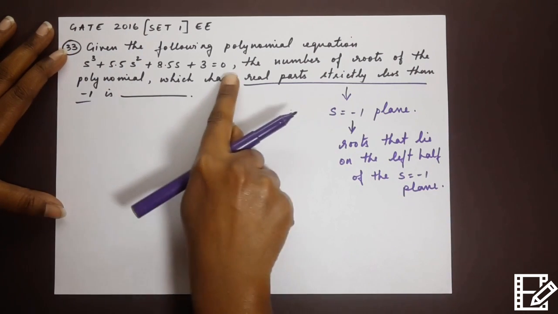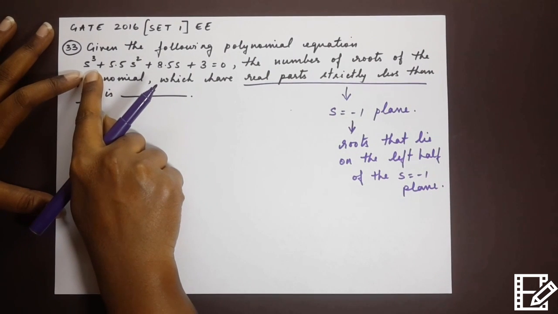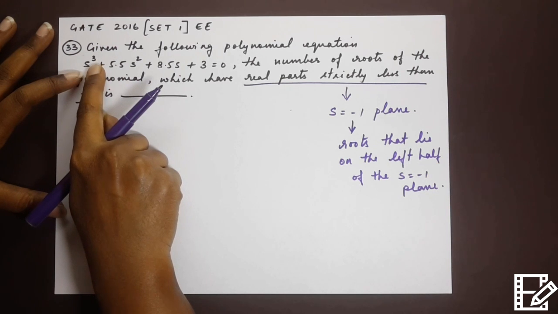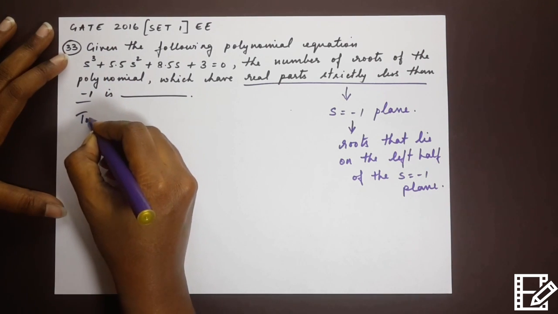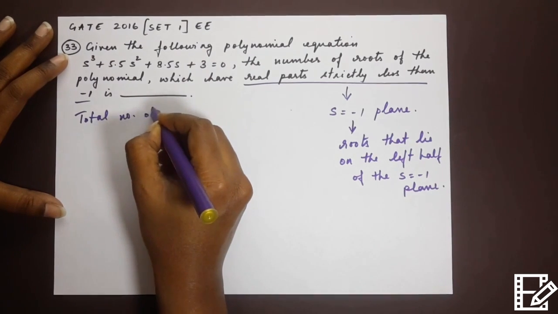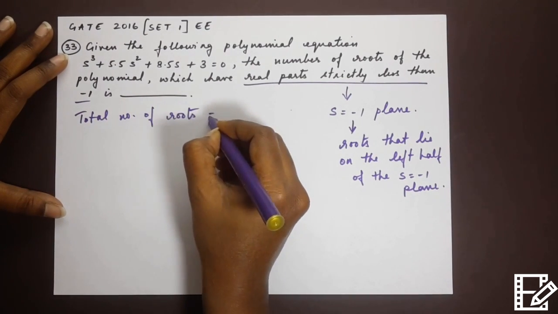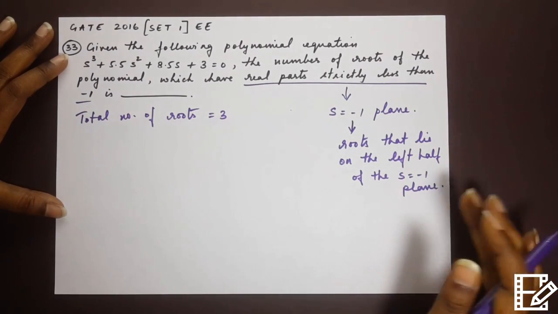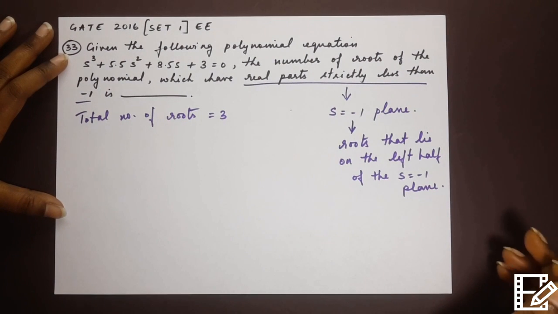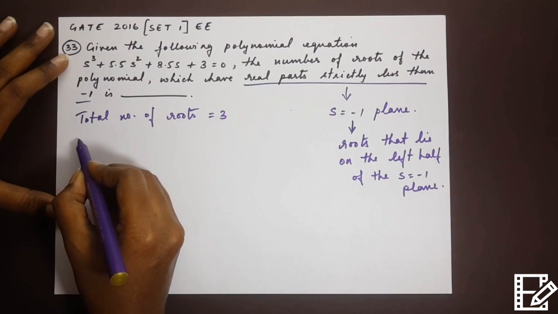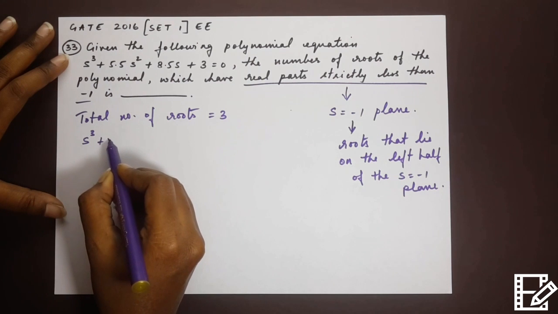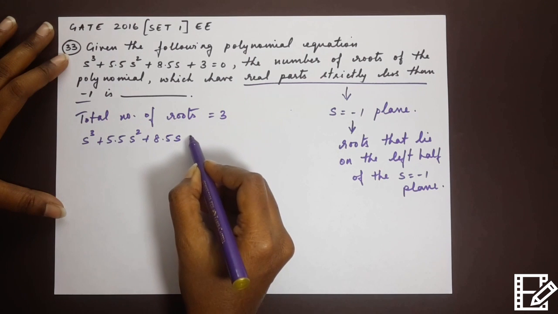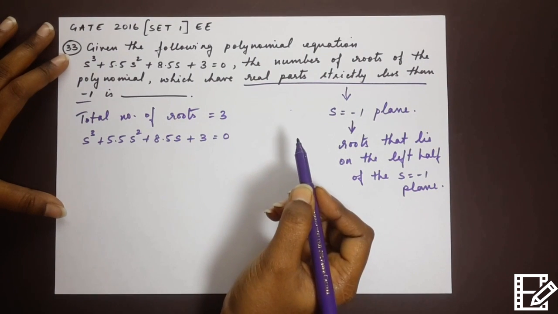Now, the equation given, the highest power of this polynomial is 3. Because the power is 3, it means that there are a total of 3 roots. Total number of roots, 3. Out of the 3, we need to know how many lie on the left, and the rest would obviously lie on the right. So, the first step is, let's write down the polynomial given to us, s cube plus 5.5s square plus 8.5s plus 3 is equal to 0.